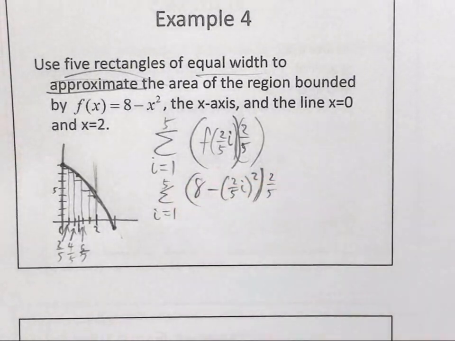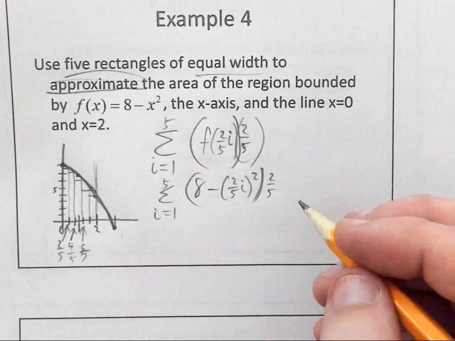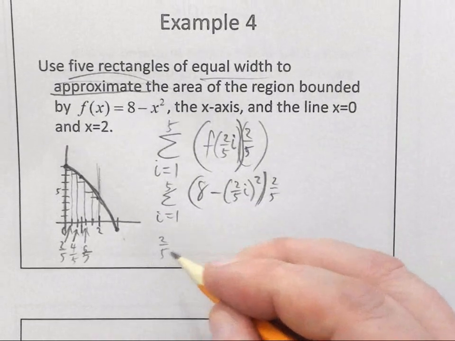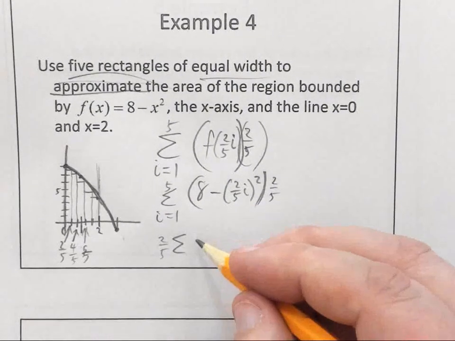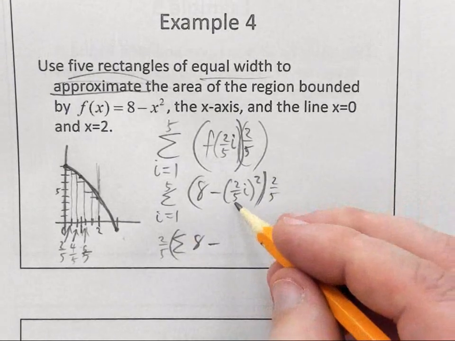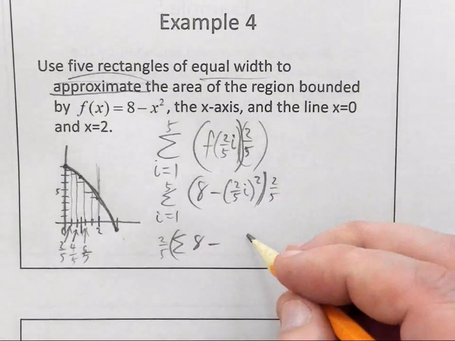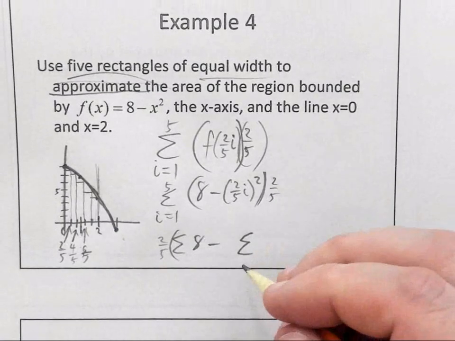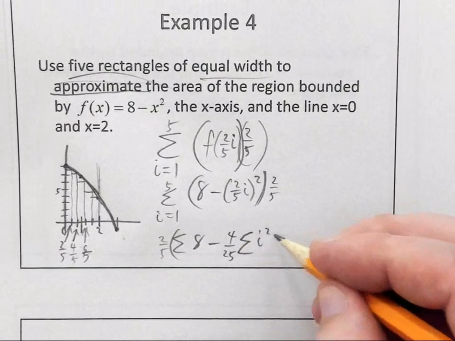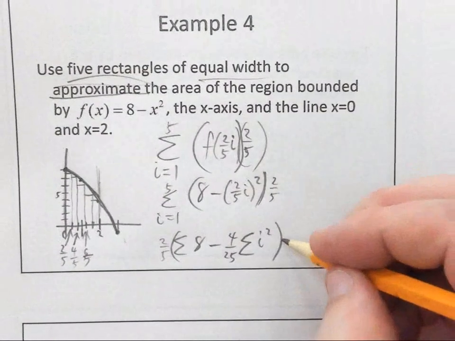So this is where all that stuff from before comes into play. I'm going to simplify this out a little bit. I'm going to move this 2/5. You can distribute it through later if you want. I'm just going to move it to the front so I don't have to deal with it. So I can move that out in front of the sigma. This part is going to be times 8 minus, what's (2/5 i) squared? Well, what's 2/5 squared? 4/25. And inside I just have i squared. So I'm going to split it up into those pieces. Because what's the sigma of 8 going to turn into?